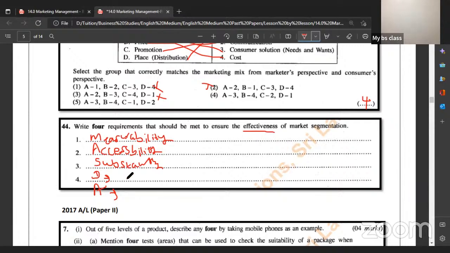Right? Measurability, accessibility, differentiability, and the actionable.